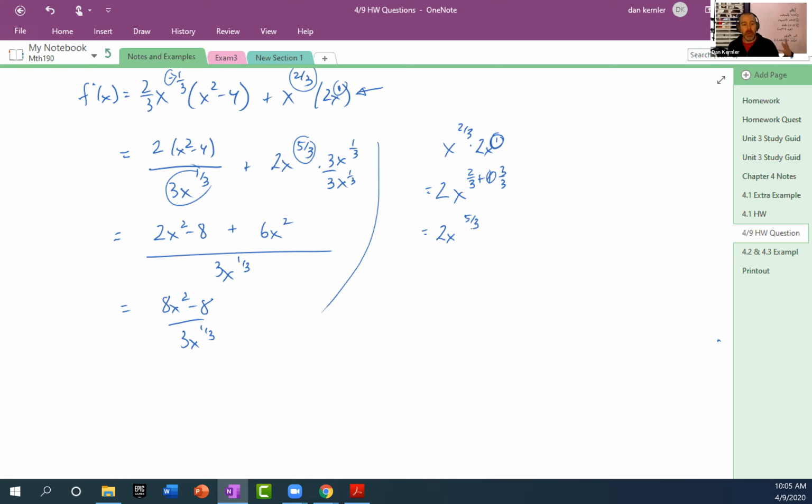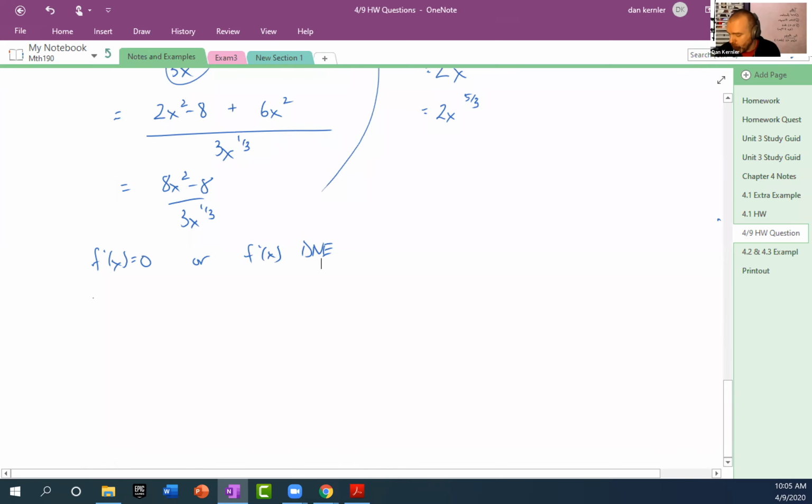Okay, now we're looking for critical numbers because we're trying to find increasing and decreasing, just like we did for the previous one. So we need to see, is the derivative equal to 0, or does the derivative not exist anywhere? For setting the derivative equal to 0, this is a fraction, and fractions are only 0 when the numerator is 0. So we can just set 8x squared minus 8 equal to 0. But this one is a little interesting for when it doesn't exist. The derivative is not going to exist when the denominator is 0.